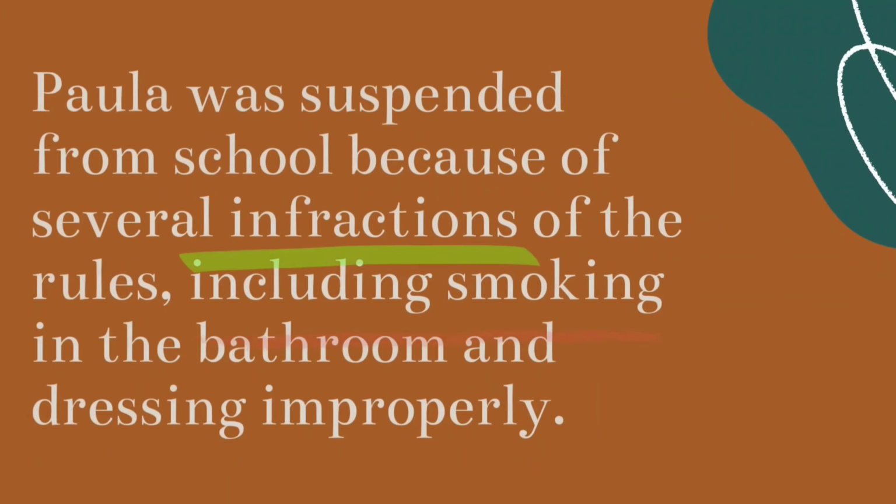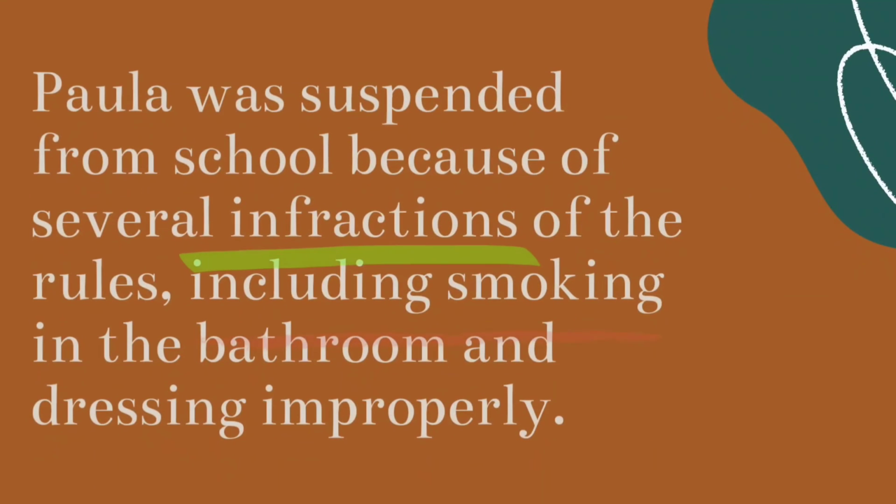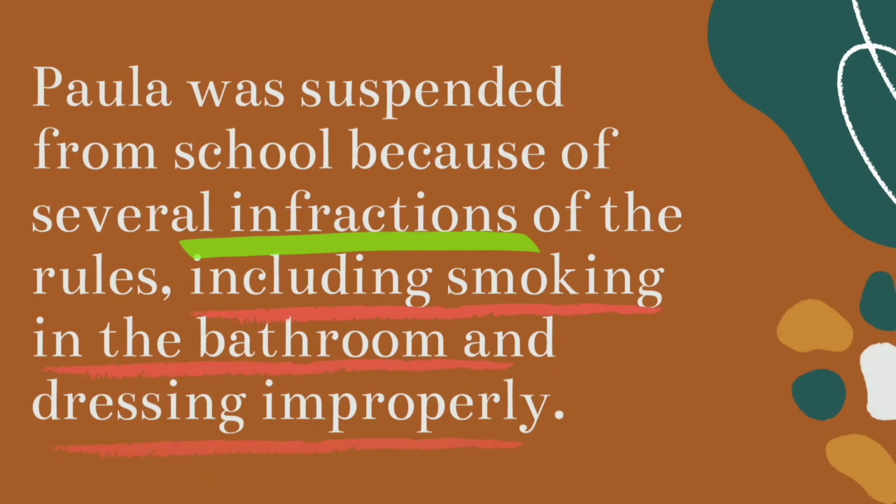Another one is, Paula was suspended from school because of several infractions of the rules, including smoking in the bathroom and dressing improperly. In this sentence, the unfamiliar word is infraction. What do you think would help us arrive at the meaning of the word? Yes, that's right. We have the signal word including followed by the examples of infractions which are smoking in the bathroom and dressing improperly. Therefore, infraction means a violation of a law or agreement.